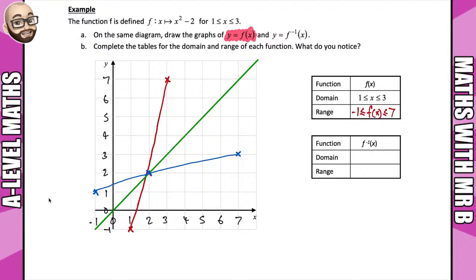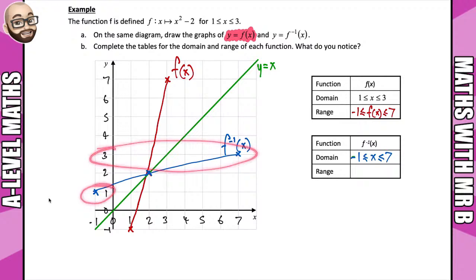Now let's have a look at the domain and range for this inverse. In fact, let me just label these lines. Okay, so the domain for the blue line starts at -1 and goes all the way across to 7. So that's -1 to 7. And the range starts at +1 and goes all the way up to 3.